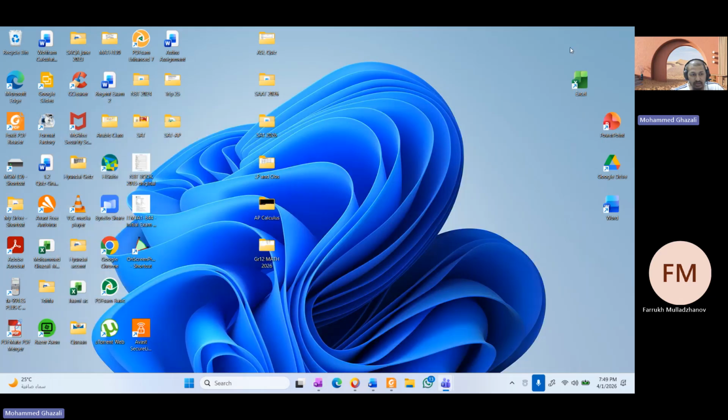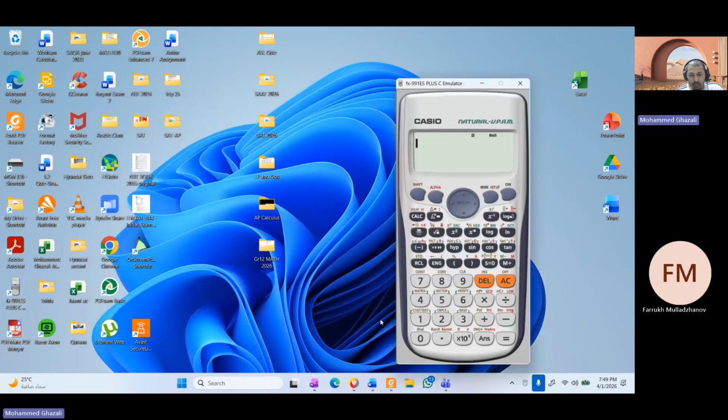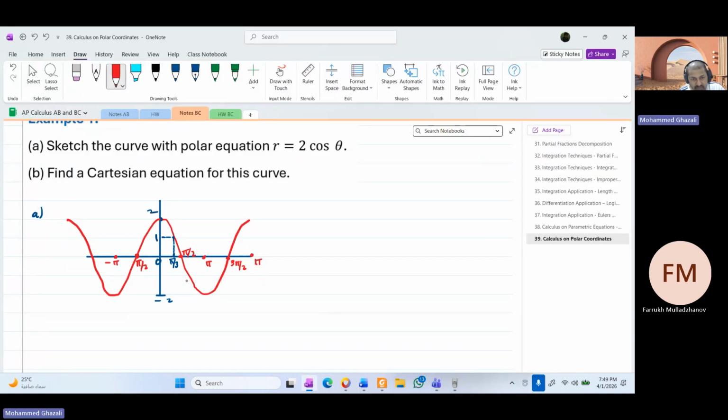Let's use a calculator quickly. What's cos of 120? Cos of 120 is negative 1 over 2, and times 2, that's -1, right? This point is 4 pi by 3 and -1. So I'm just trying to look for all the important points. Right, so basically that's what they have done here. It's better to sketch the graph, right?